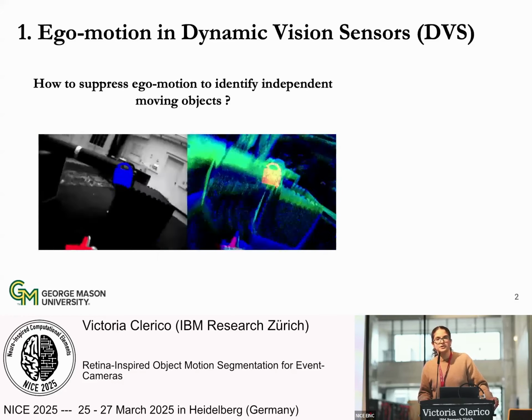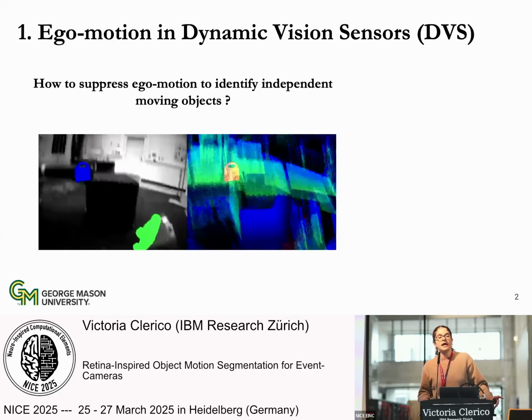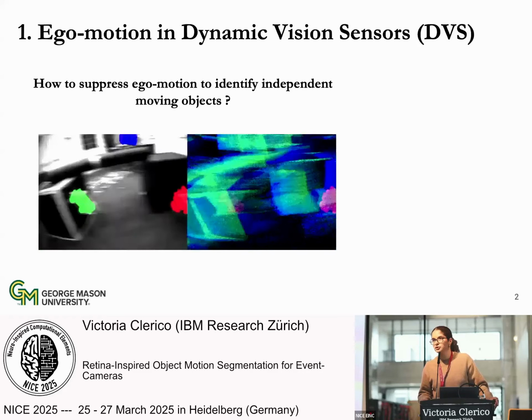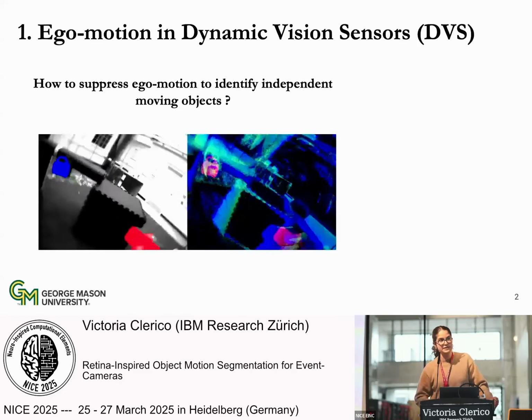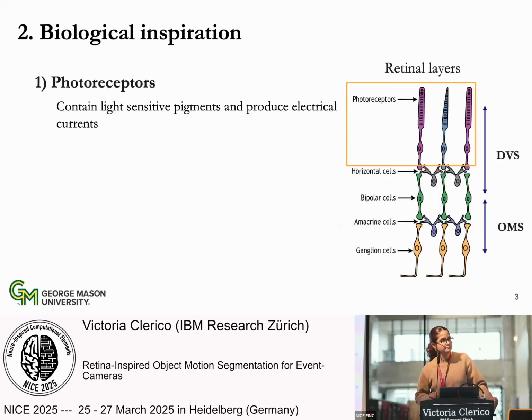Our response was to take inspiration from the mammalian visual system that inherently suppresses the eye's motion to catch prey and defend from menaces. This mechanism or feature is known as object motion sensitivity.